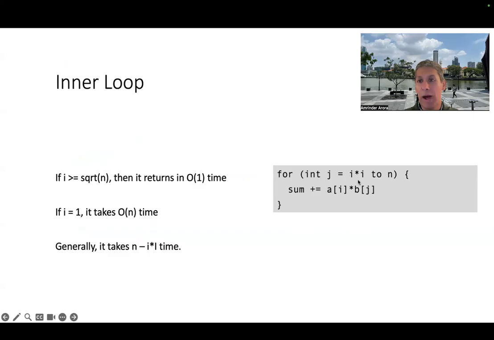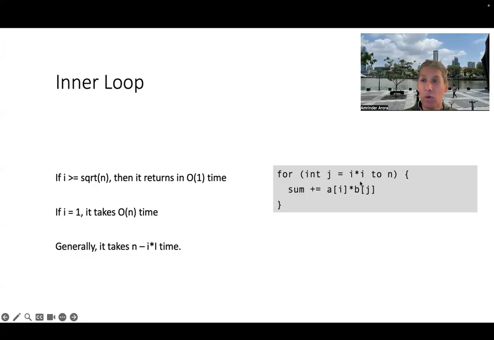The inner loop goes from i times i, i squared, to n. And i itself could be going from 1 to n. So if i is greater than or equal to square root of n, then this loop just returns because it's starting from some value greater than or equal to n. So that runs in constant time, which we call O(1). However, if i is equal to 1, then you're going to go from 1 to n, and this could take order n time. So generally, it takes n minus i times i time.